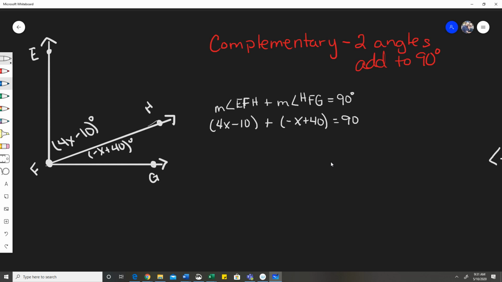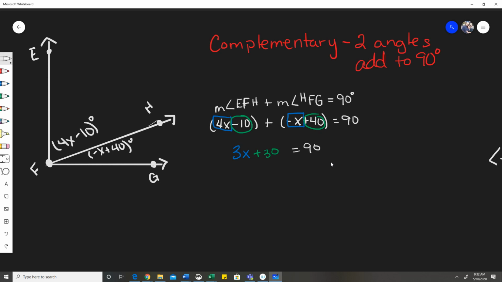Because we're just adding the two angles together, I don't have to worry about changing any signs. I don't really have to distribute anything. So 4x plus negative x is going to give me 3x. And when I do negative 10 plus positive 40, I'm going to get a positive 30. So 3x plus 30 is going to equal 90.